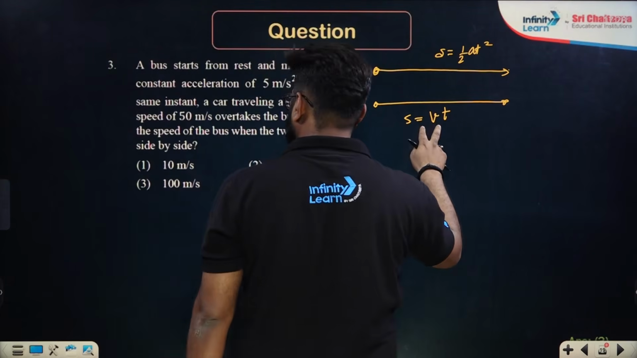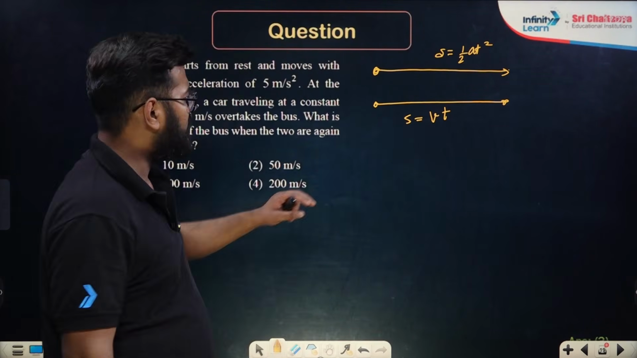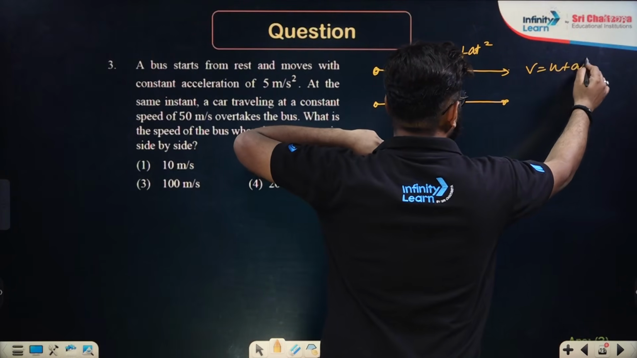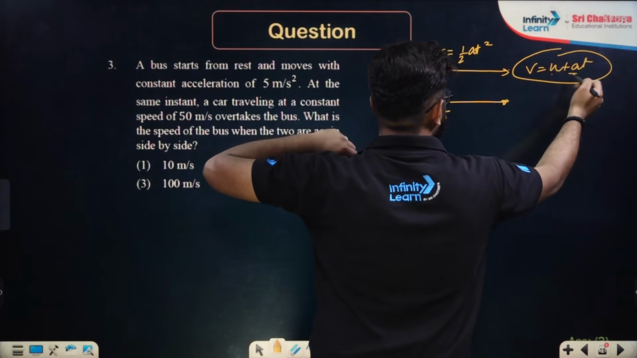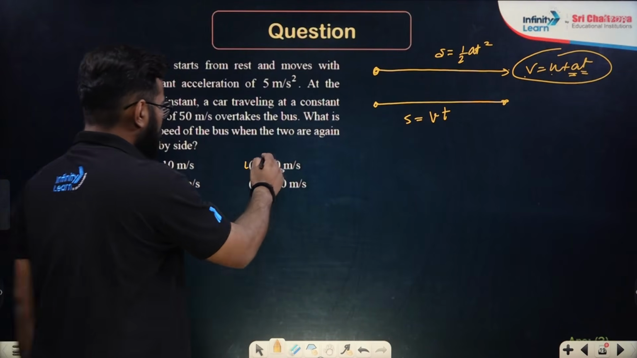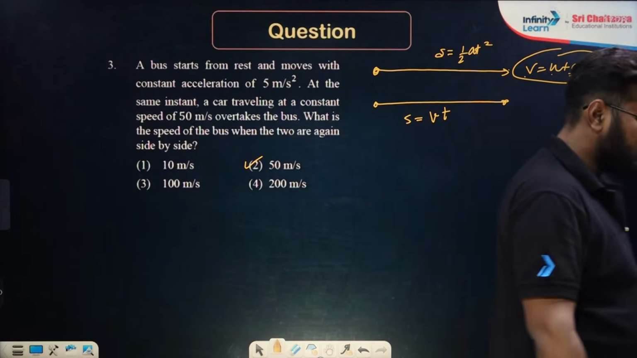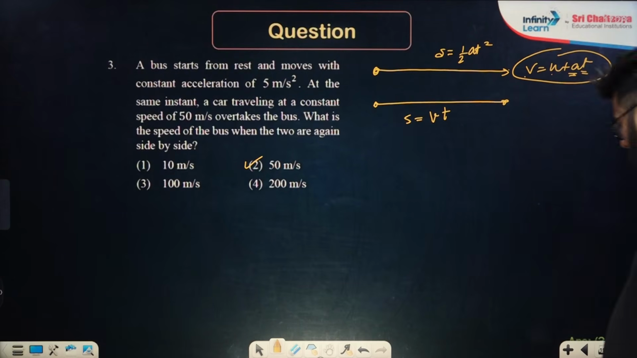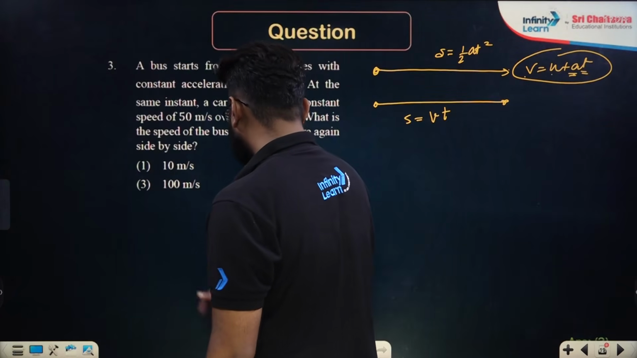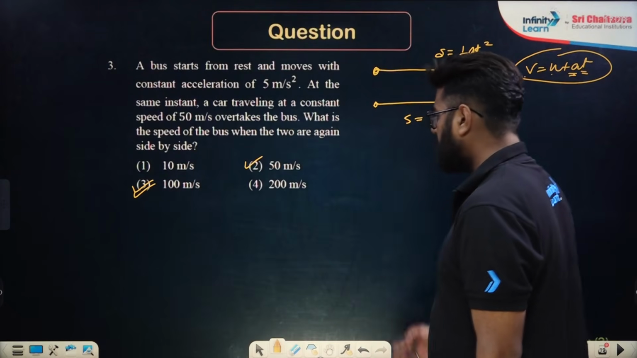Now keep the value of time in the equation v equals to u plus at, right? U is 0, so acceleration into time will give you the value of velocity. The correct answer over here is going to be 50 meter per second. Okay, I hope this is making sense. 50, or I think not 50. Yes, it is going to be 100 meter per second, not 50.